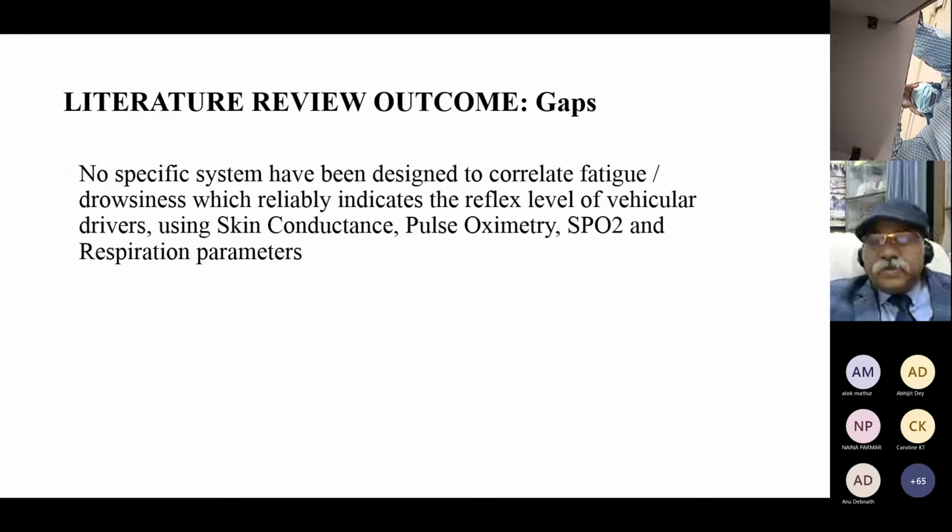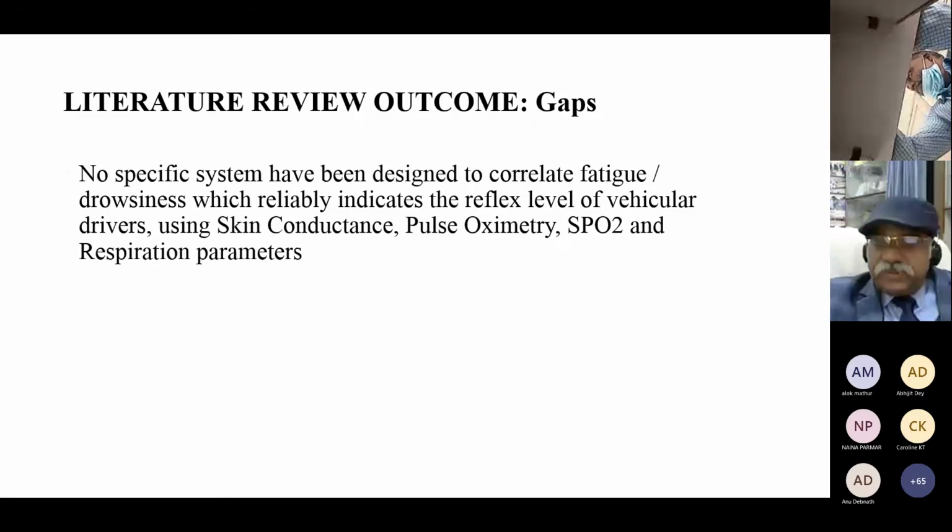That's why this problem has been taken. This aspect has been taken because skin conductance, pulse oximetry, SpO2 and respiration parameters are not considered, and the sensors for these can be miniaturized and made in such a way that they don't need any adhesive, and those are available right now. You can see that if you are wearing a smartwatch, there are these sensors embedded in it, and you are not feeling that there are sensors.